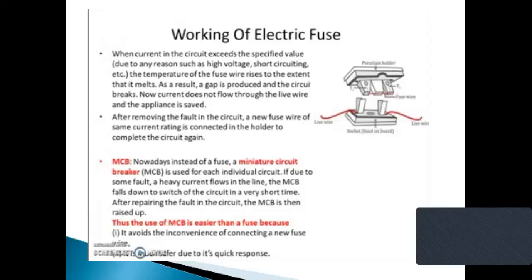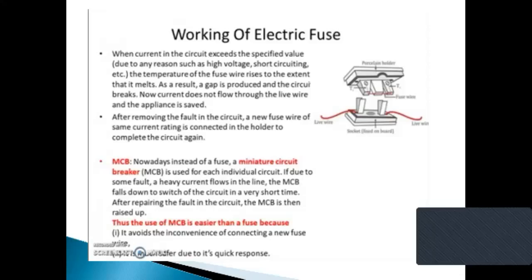As a result, what happens? A gap is produced and the circuit breaks. Now, current does not flow through the live wire and the appliance is safe. After removing the fault in the circuit, a new fuse wire of the same current rating is connected in a holder to complete the circuit again. Nowadays, instead of fuses, miniature circuit breakers are being used.